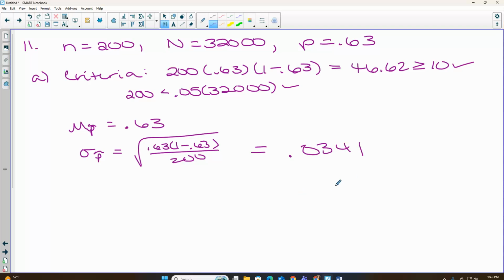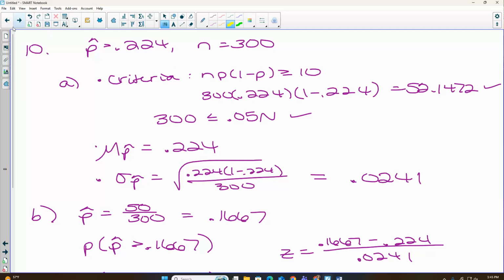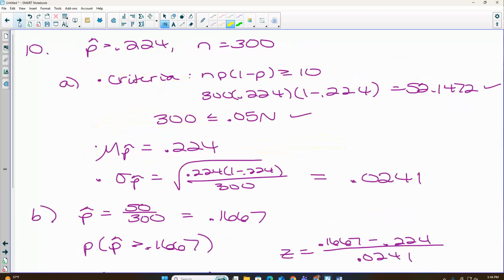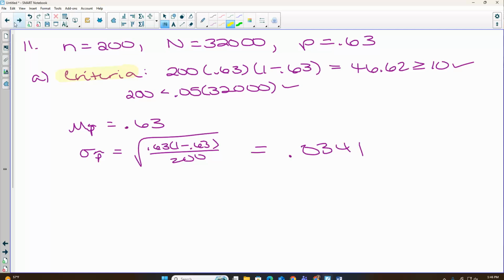So what you really should be picking up on, what's really the only thing you have to memorize? Your criteria. You have to know the criteria for p hat and x bar. Everything else is on the formula sheet. And ultimately, all these problems are doing the same thing. Once we get our mean and standard deviation, they're all just finding the z-score and looking up from the table.